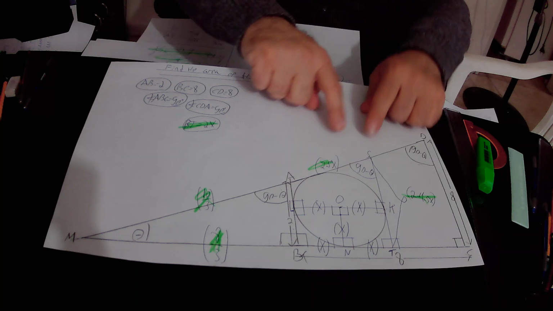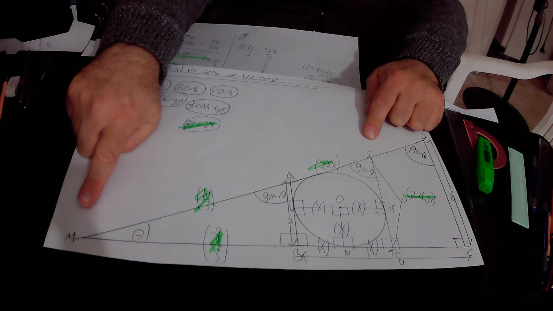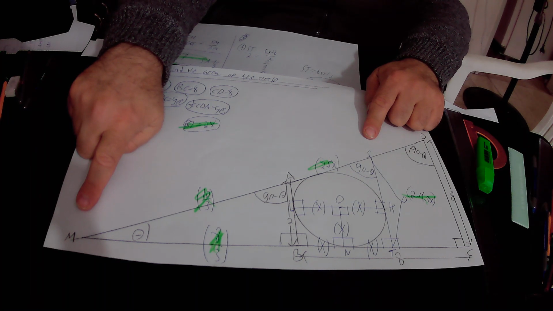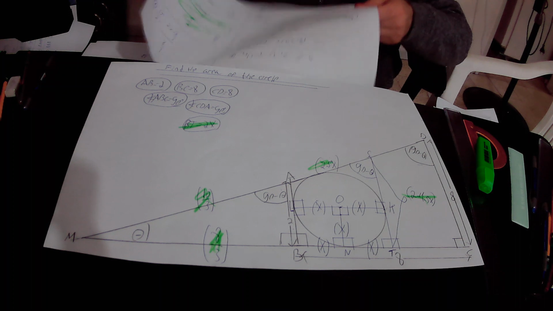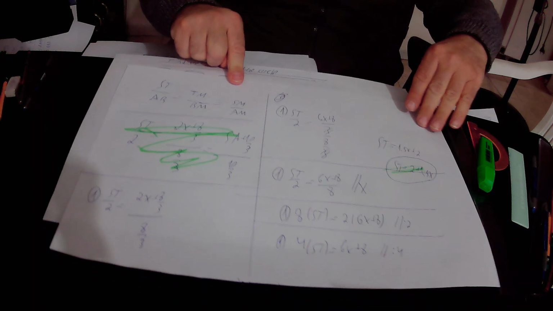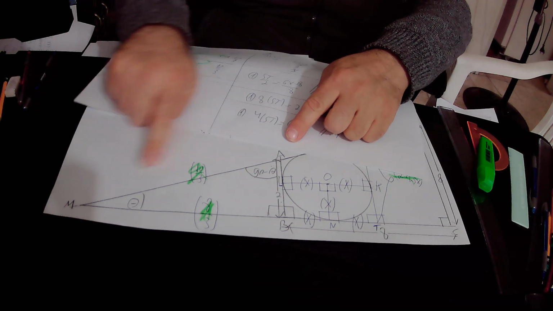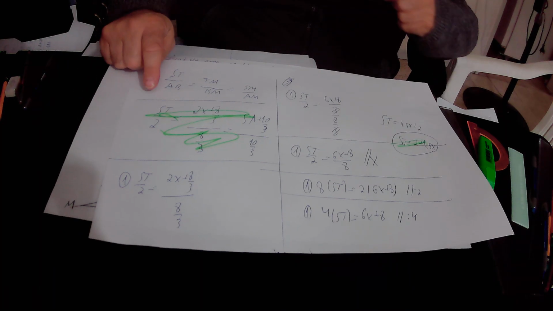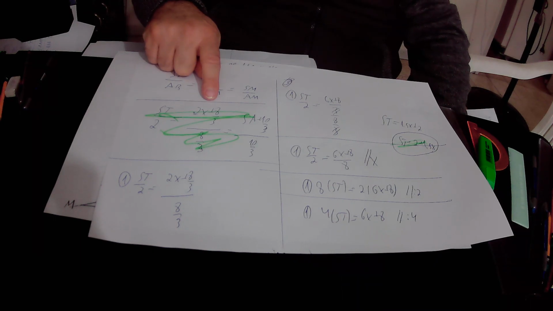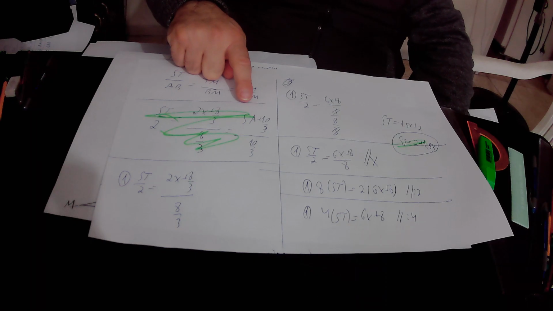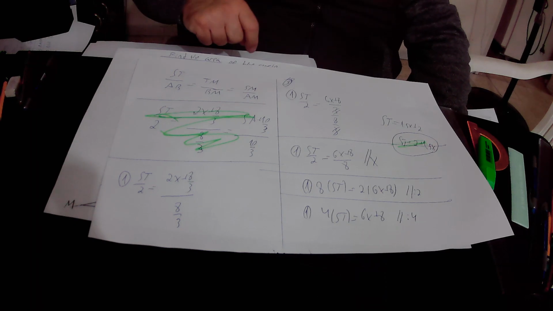SM equals SA, that is the missing side, plus AM, that is 10 over 3. So in total, SM equals SA plus 10 over 3. Here, SM equals SA plus 10 over 3, over AM. AM equals 10 over 3. So we find out that ST over 2 equals 2x plus 8 over 3 over 8 over 3, and it also equals SA plus 10 over 3 over 10 over 3.